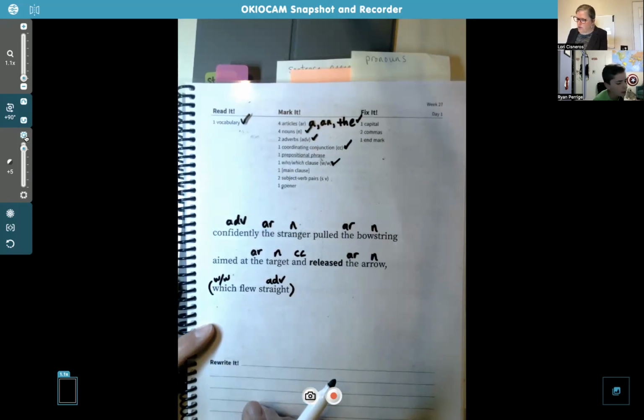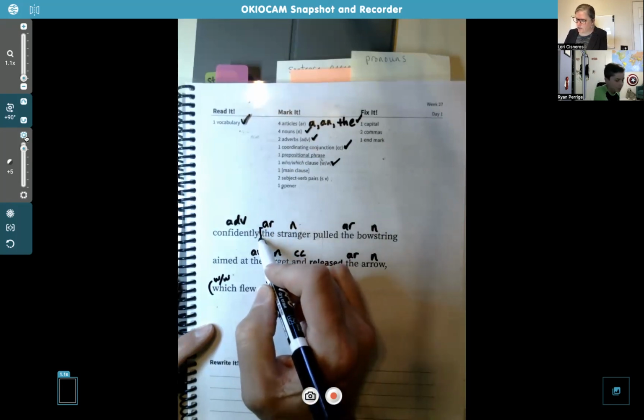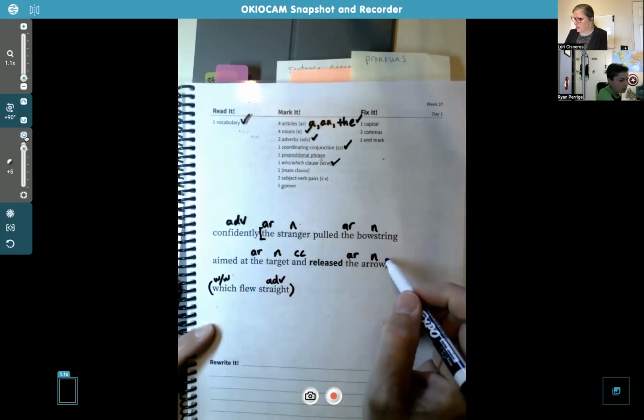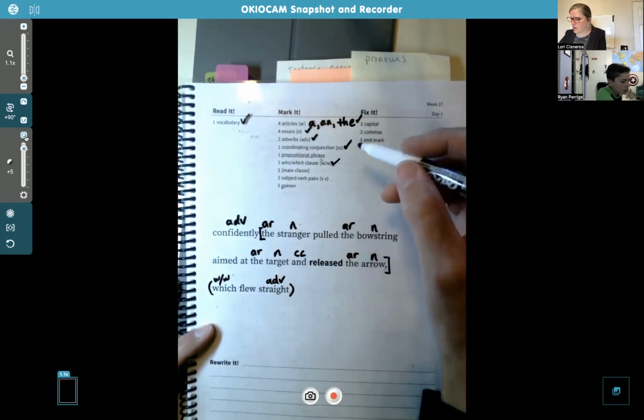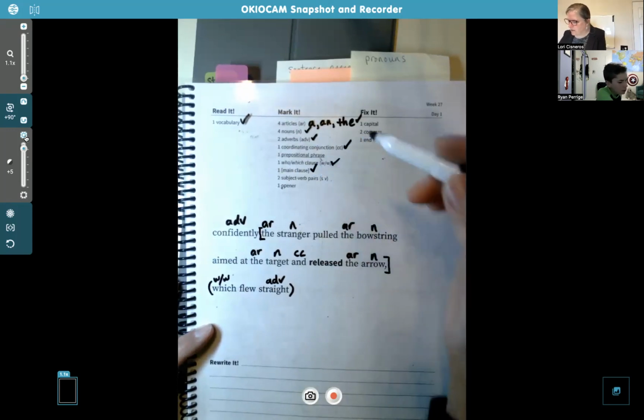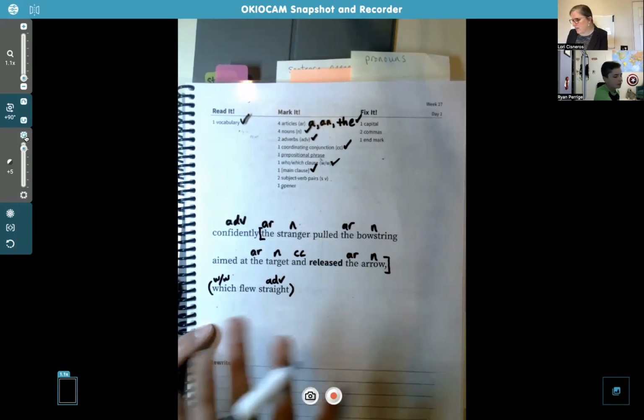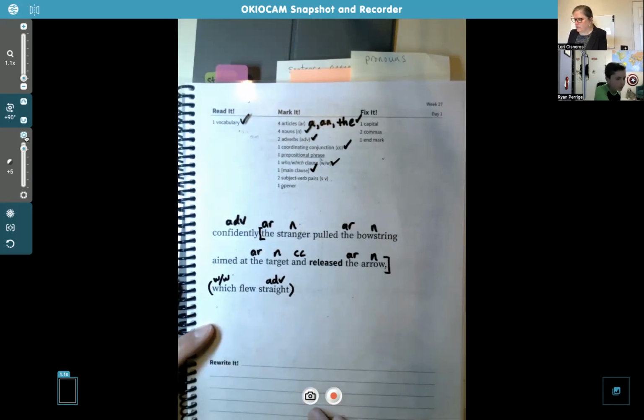And then the main clause. The stranger pulled the bowstring, aimed at the target, and released the arrow. Yes, correct. And it's good that you didn't include confidently because that is actually an opener. So it's not part of the main clause. Good job. All right, now we've got a bunch of verbs in here. So let's find those first.